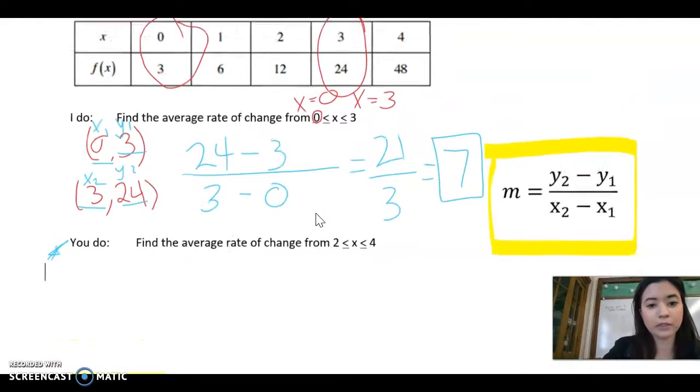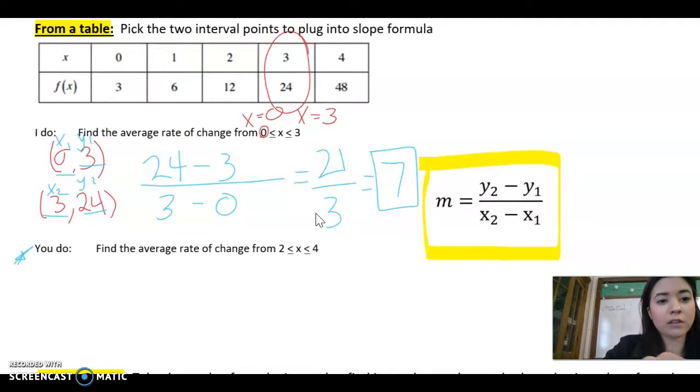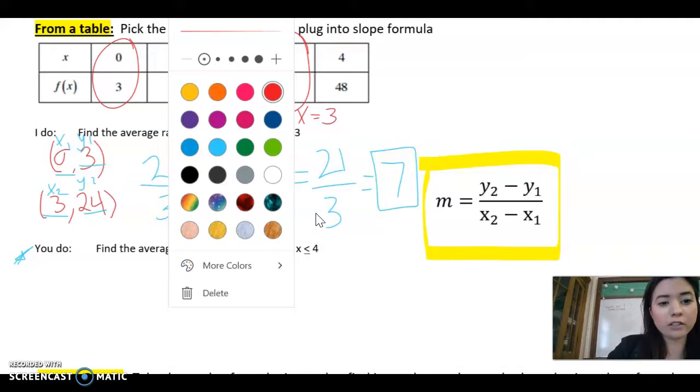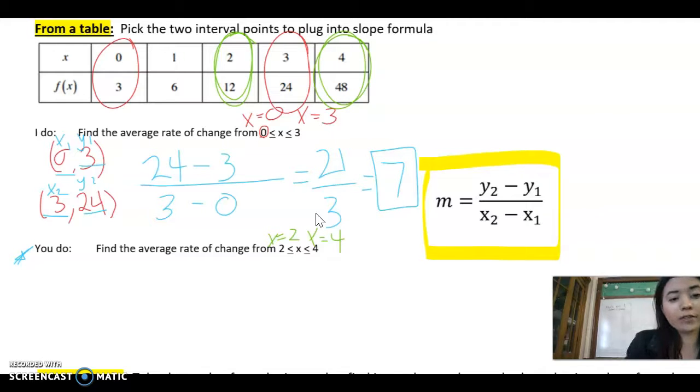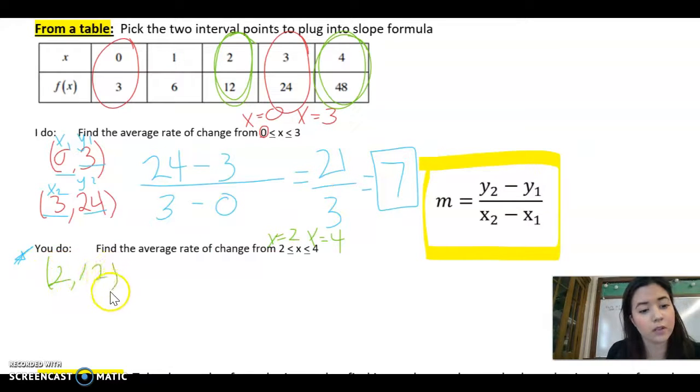All right, so I'm going to do those in a different color. I'll circle it in green. So we're doing when x is 2, which is right here, and when x is 4, right here. So we're looking at the point 2, 12. And then the point 4, 48.